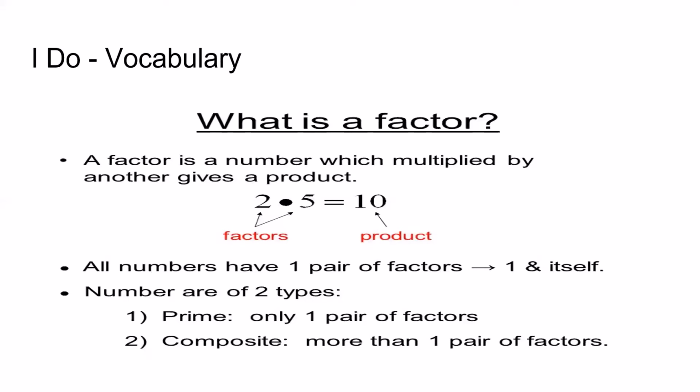Now, numbers are two types. Prime numbers only have that one pair of factors, which is 1 times itself. And then you have composite numbers, which have more than one pair of factors, meaning that you can have multiple ways of getting the product of that number other than 1 and itself.